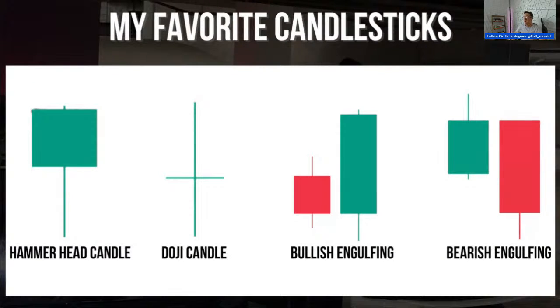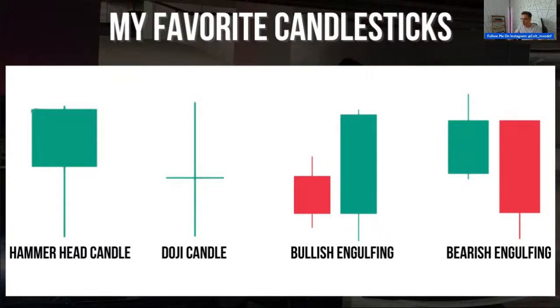Now, these are my favorite candlesticks. The first one is a hammerhead candle. If you see a hammerhead candle, usually the market is going to push up after you see that candle. If you see a doji candle, this represents indecision in the market and a reversal is going to occur. So if you see the market pushing up and then you see a doji candle appear, most likely it should drop after that doji candle, in the following candles.